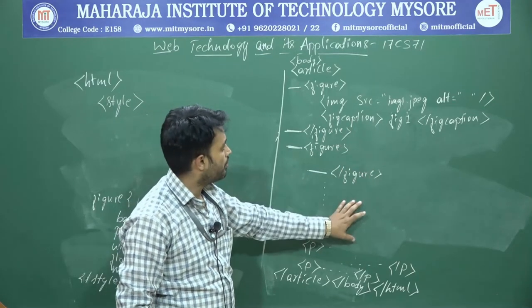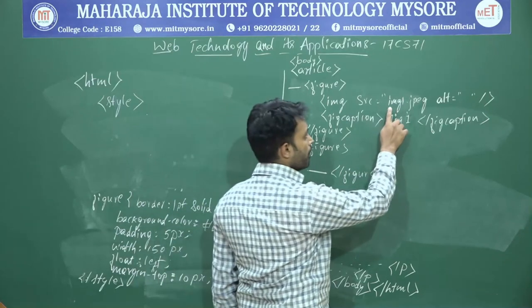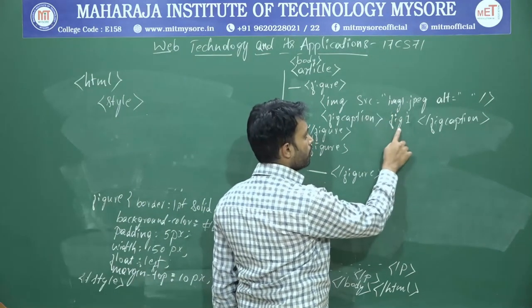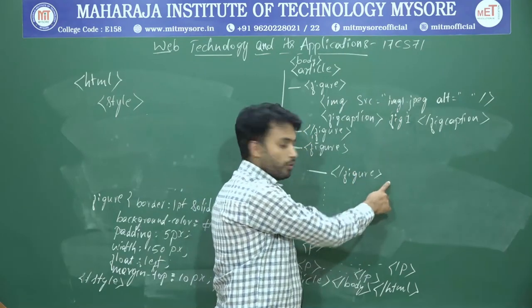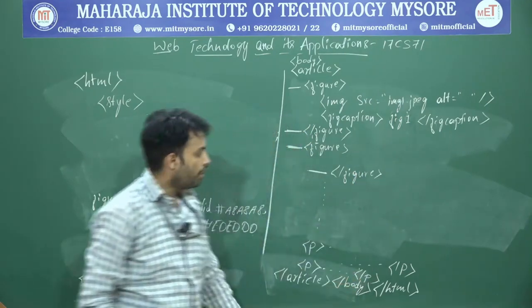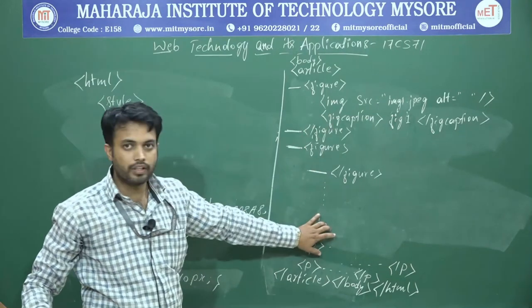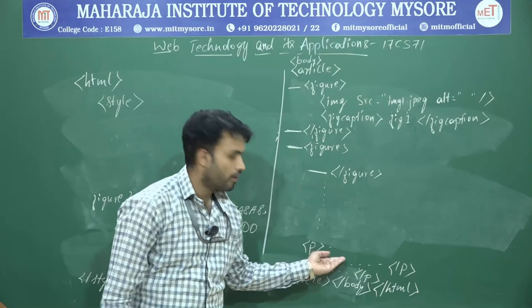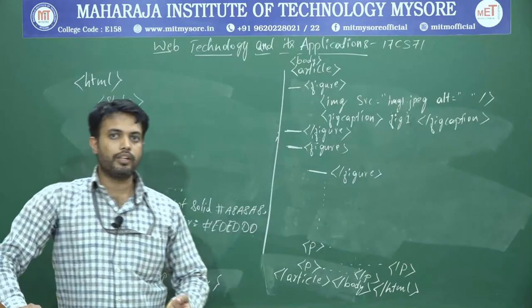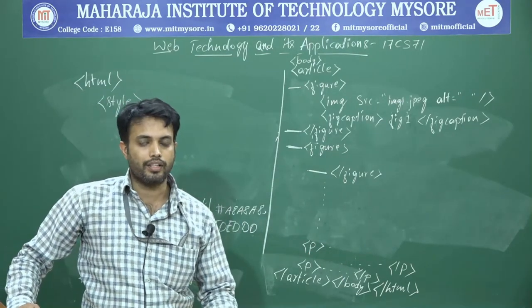So, we have 6 figure tags. The first one is image 1, figure 1, so caption figure 1 and source is image 1. Next image 2, figure 2, image 3, figure 3, like that. Assume that there are 6 figure tags, followed by a paragraph. And in this paragraph we will have 5 to 10 lines of content.